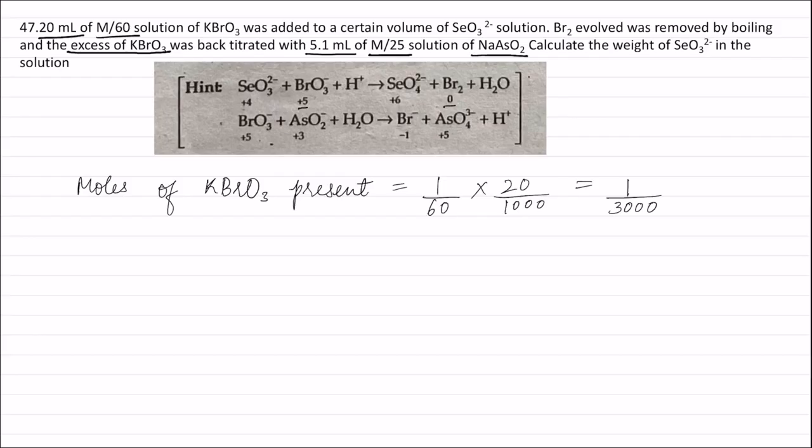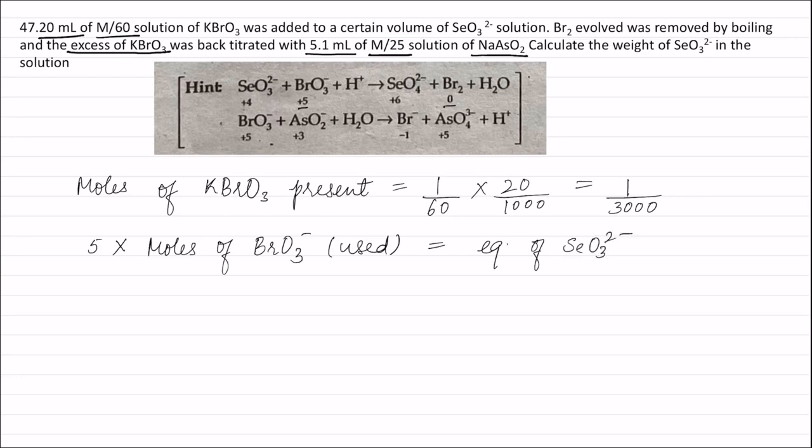Now from this equation, it can be seen that equivalence of BrO3⁻ is equal to equivalence of SeO3²⁻, and equivalence of BrO3⁻ will be equal to 5, where 5 is the valency factor, into moles of BrO3⁻ used in the reaction, and this is equal to equivalence of SeO3²⁻.